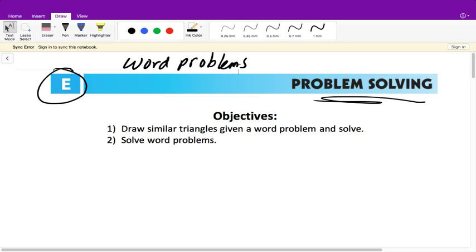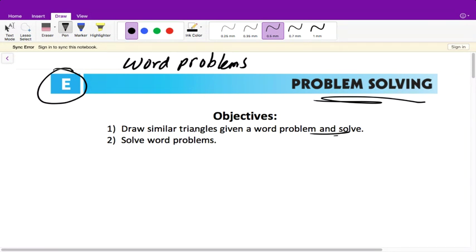And you'll see it's going to be exactly similar to some of the things that we've been doing with using similar triangles to solve for missing sides. It's just now it's not going to be just triangles that we don't know what they represent, but it's going to represent something actual going on around us in the world, or something that we could use to solve. So our objective is to draw similar triangles when given a word problem and solve.